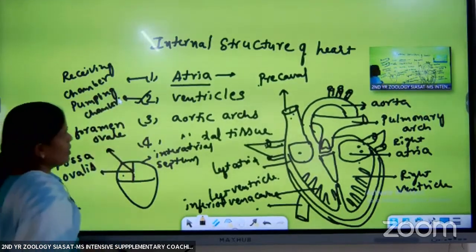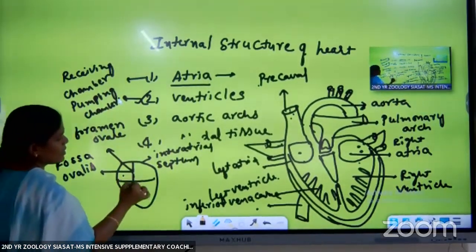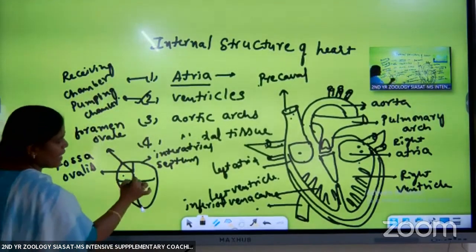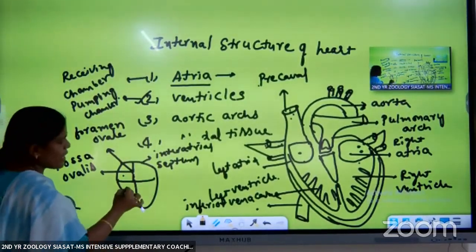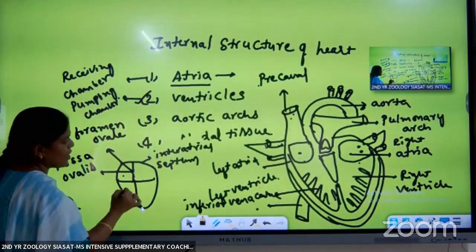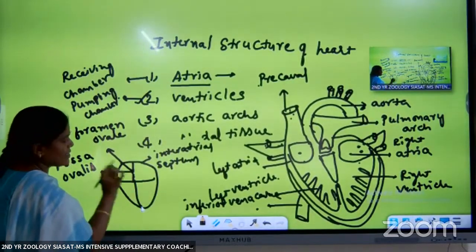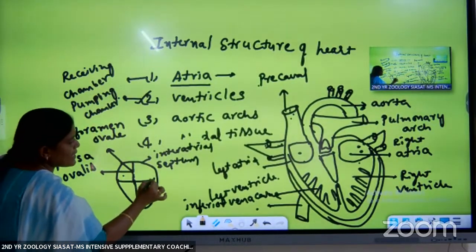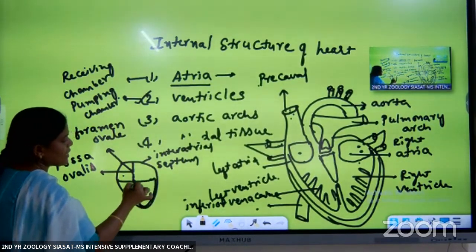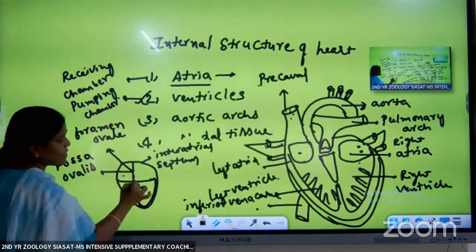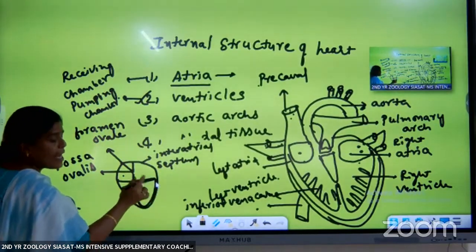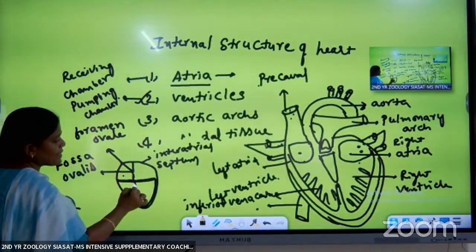Next, between the two ventricles, the septum is there, that we call the interventricular septum. It divides the right and left ventricles. The left ventricle is thicker than the right ventricle, because the left side is pumping the oxygenated blood.